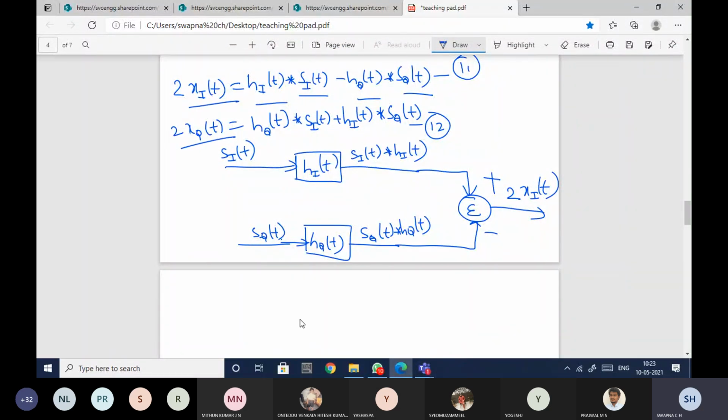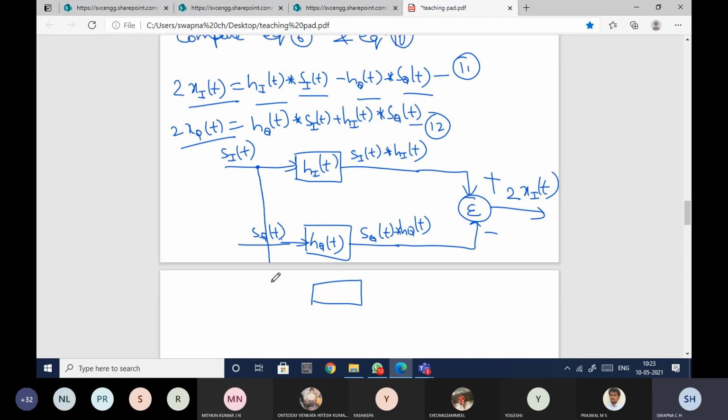So now I've got 2xi of t. In the same way, I need to get 2xq of t also. If I want to get 2xq of t, then this is my si of t, it is a continuation, here you have the line. So si of t is the input, and that should be given to hq of t, so that my output here will be si of t convolution with hq of t. Then again hi of t should get convolved with sq of t. This is sq of t.